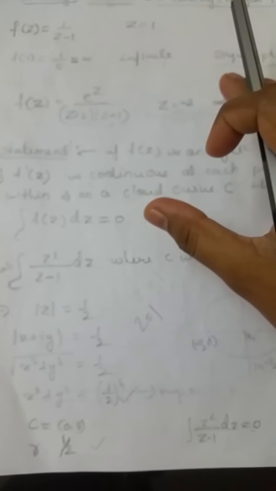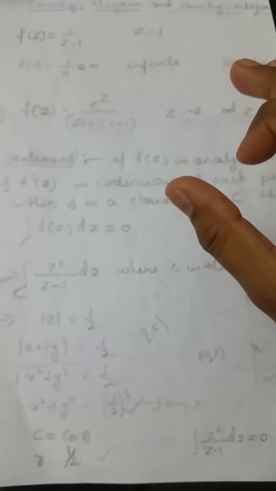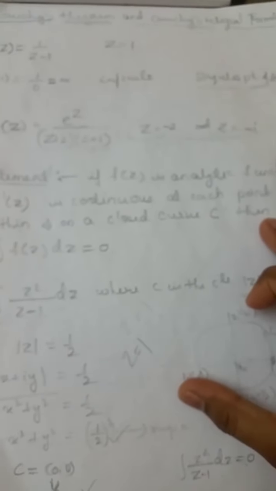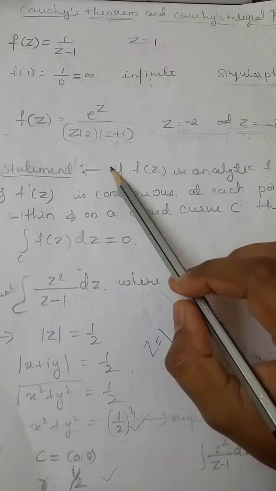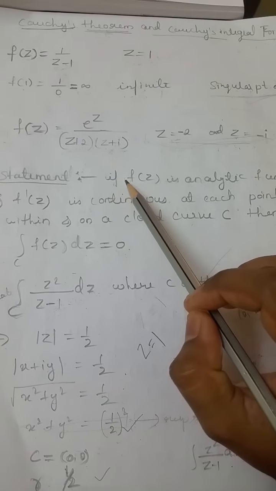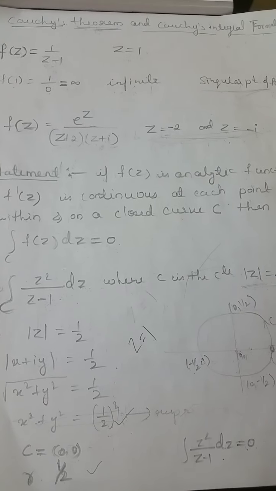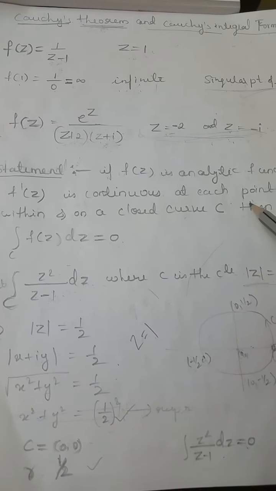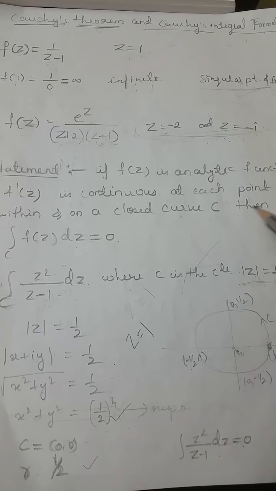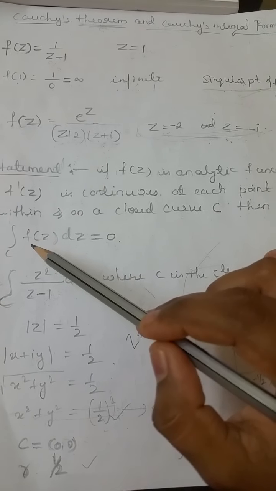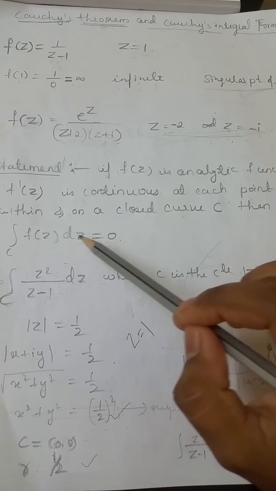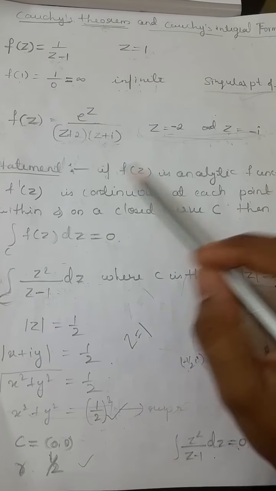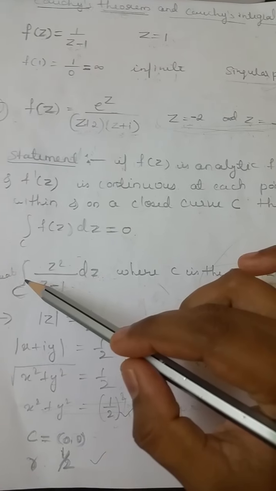Keeping this in mind, let us go further. Okay, here is the statement of Cauchy's theorem. If f(z) is an analytic function and f'(z) is continuous at each point within and on a closed curve C, then the value of the closed integral of f(z) dz is equal to 0. So I'll explain this statement by taking a small example.